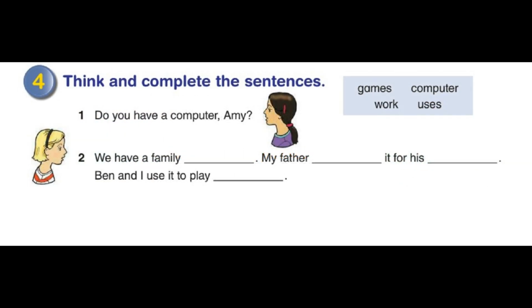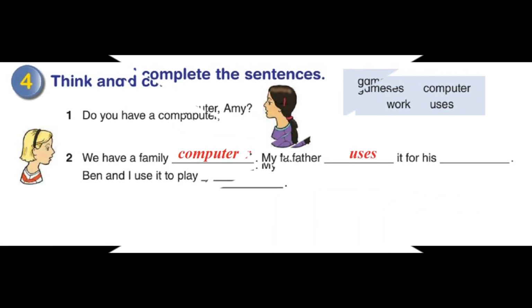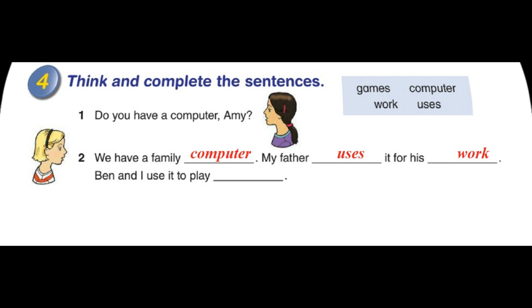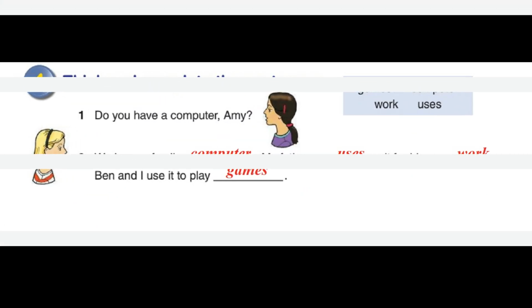4. Think and complete the sentences. Games. Computer. Work. Uses. 1. Do you have a computer, Amy? 2. We have a family computer. My father uses it for his work. Ben and I use it to play games.